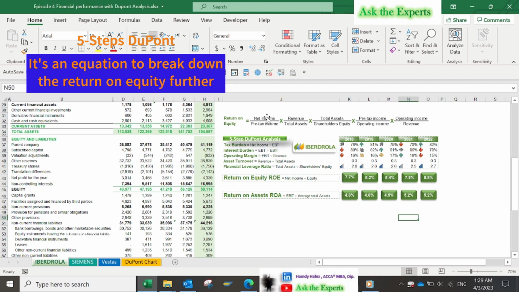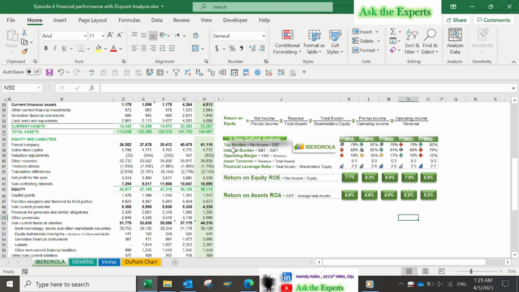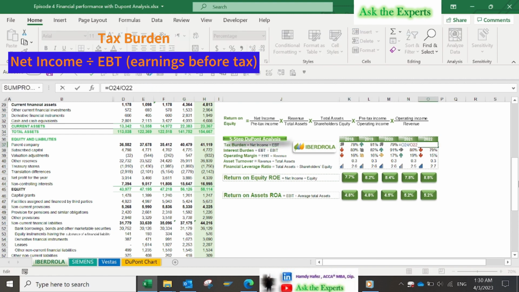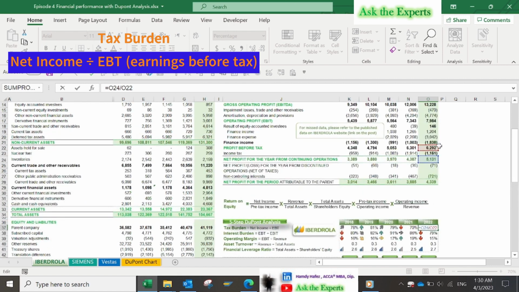It's an equation to break down the return on equity, or ROE, further into its components. As you can see, the ROE is calculated by multiplying the 5 equations as follows. The first, tax burden, which is equal to the net income divided by the EBT. EBT is the earnings before tax.